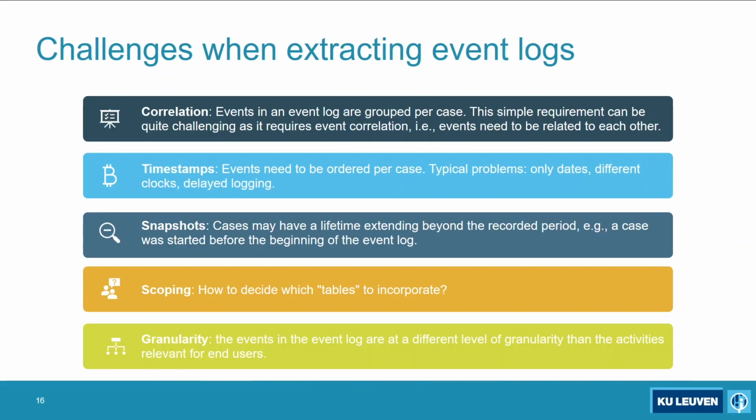Of course, event log extraction is challenging, right? And this is already a quite old slide, but to some extent there are some complexities, and some of these complexities I will address in the remainder of the talk. There is correlation, right? Sometimes you might find events in different parts of your information systems or from different information systems, and you need to bring them together under the umbrella of a case ID.